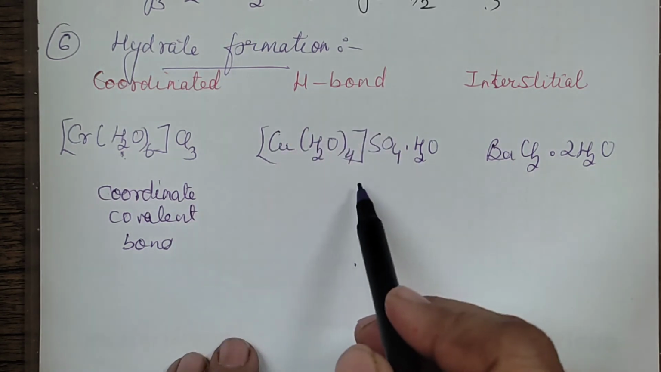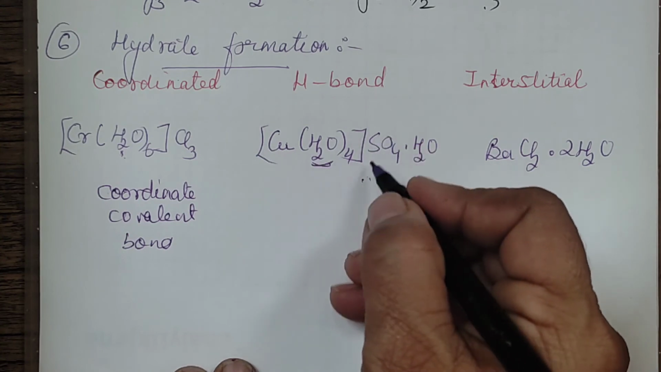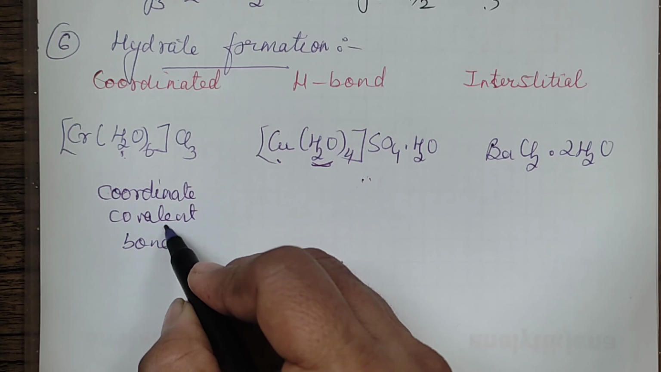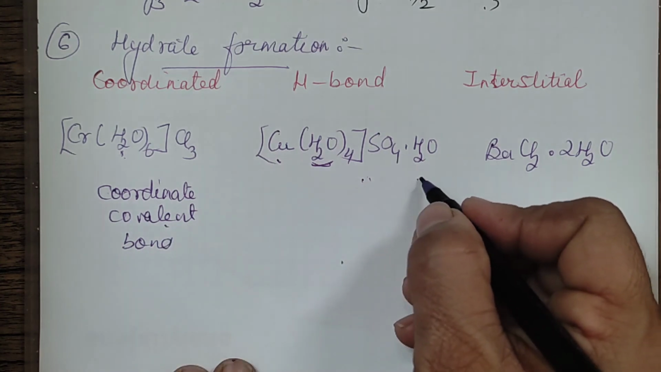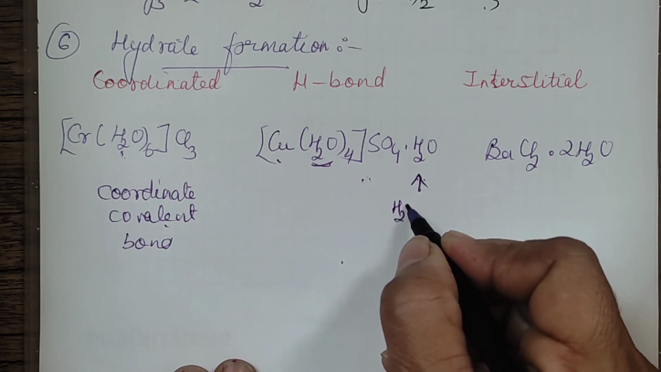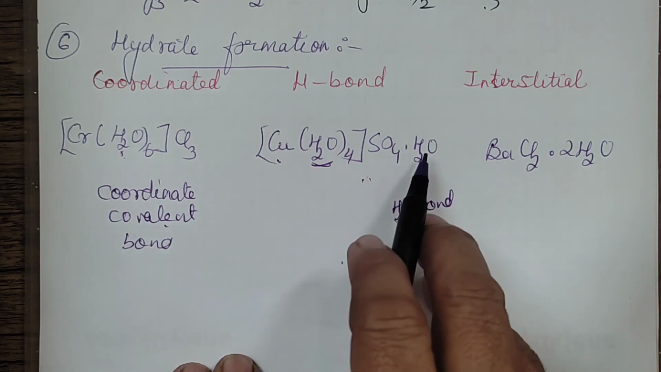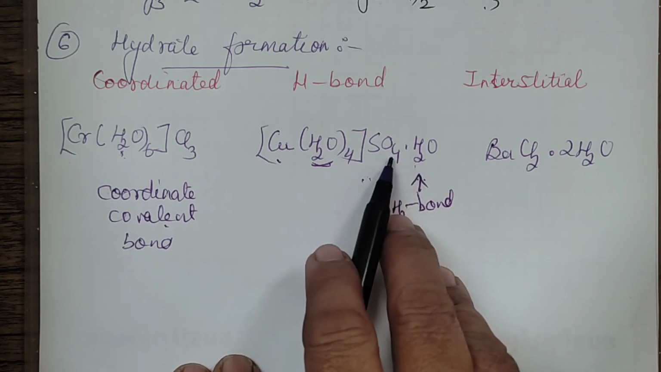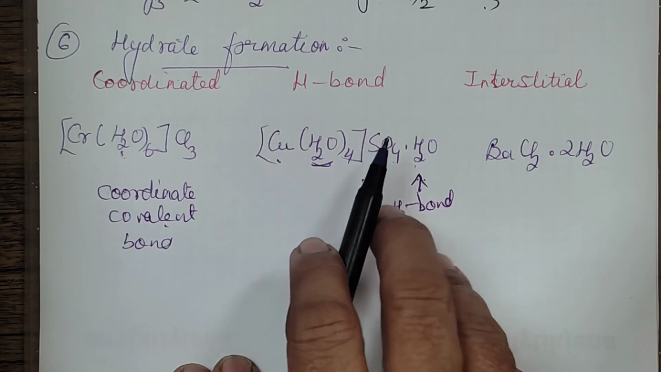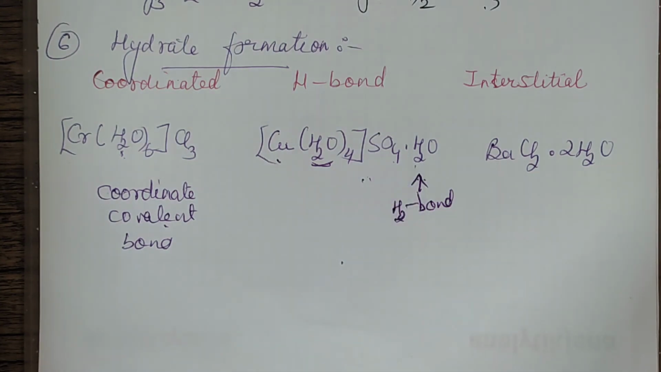Now here also you'll find a square bracket. No issues. Those water molecules which are written in a square bracket along with the central metal ion, these are coordinated water. But the one that is present outside is hydrogen bonded. This is H bond. This is hydrogen bonded with it. So actually the hydrogen of water gets coordinated, forms a hydrogen bond with the negative part of the anion. The negative part of the anion is that O of sulfate.